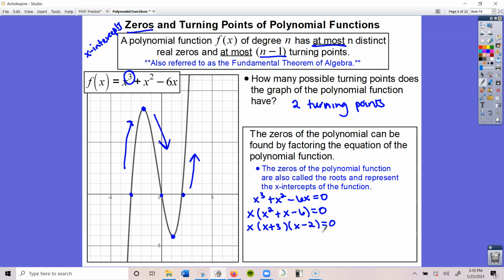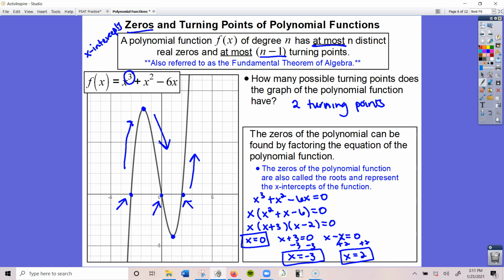Now that my polynomial here is completely factored, we take each individual factor and make it equal to 0. Now we take each factor and we solve for x. Here there's nothing to solve, so x is equal to 0 is one of my x-intercepts that we can see right there. Here I would have to subtract the 3. So x is equal to negative 3 is another x-intercept. Again, we see that here. And finally, for the last one, we would have to add the 2. So x would equal 2 is my final x-intercept.